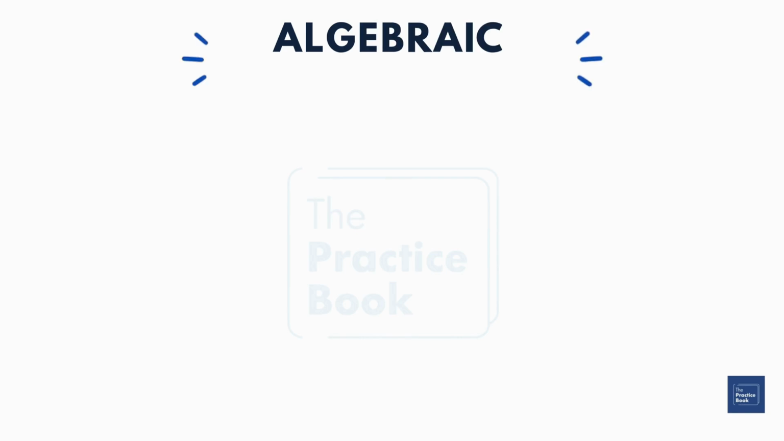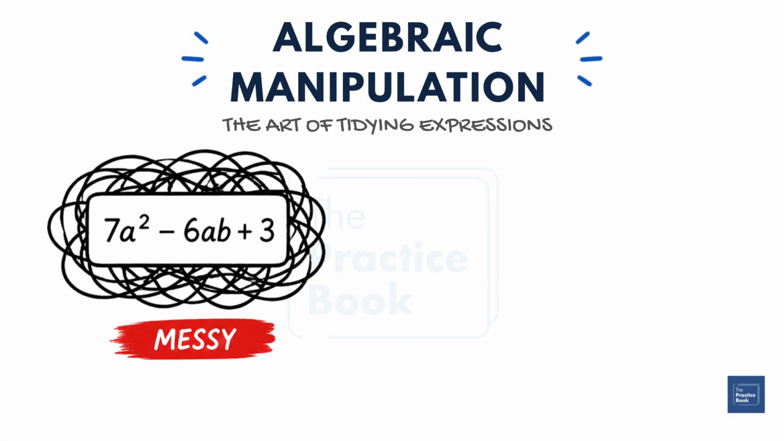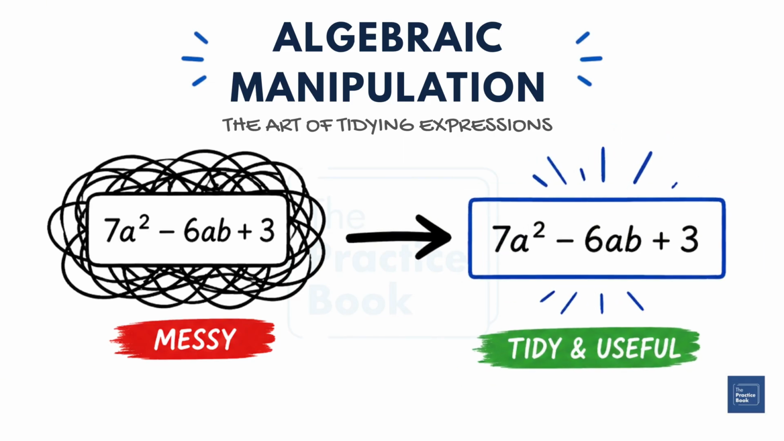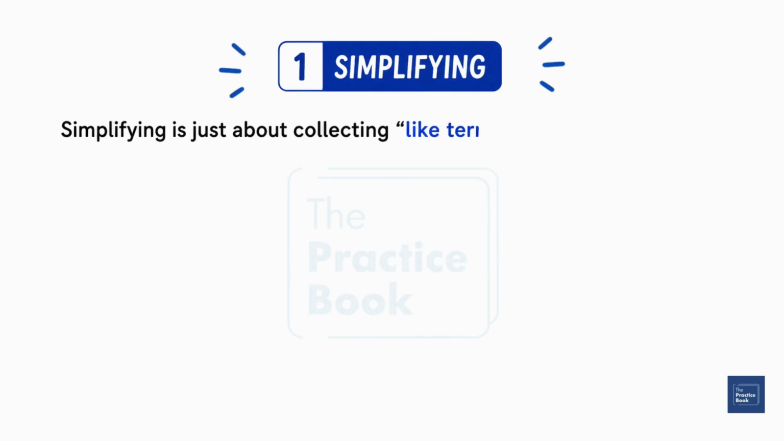Alright, let's talk about algebraic manipulation. Think of it as the art of tidying up and restyling mathematical expressions to make them simpler or more useful, kind of like sorting your gaming loadout for the perfect match. First up is simplifying. This is just about collecting like terms.